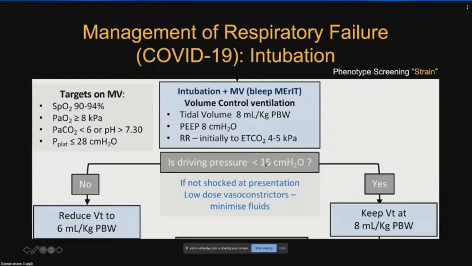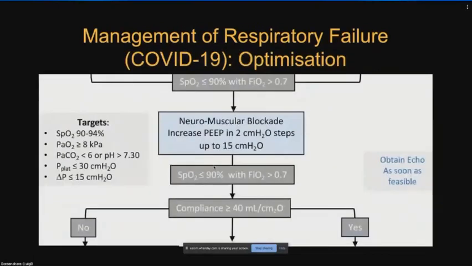So we check the driving pressure. If the driving pressure is less than 15, we keep them at 8 mL per kilo. And if it's greater than 15, clearly the gas volume or the lung volume is small, and therefore we reduce the tidal volume to match that strain. And we continue to titrate the PEEP if required to meet some targets.